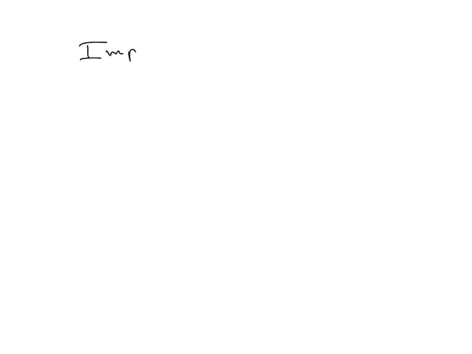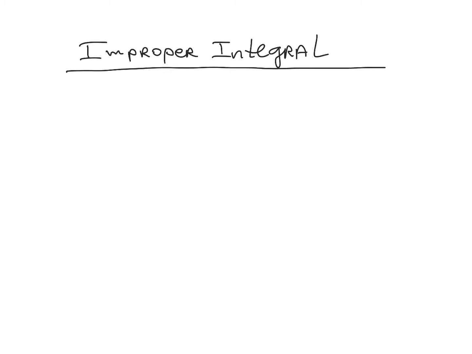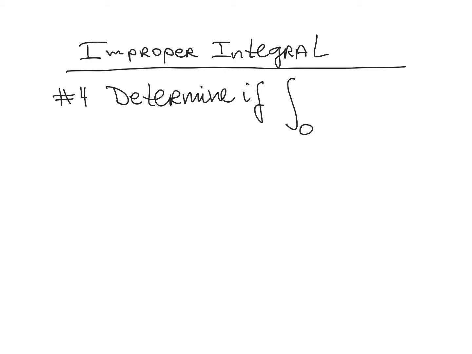In this video, we're going to determine if an improper integral converges or diverges. So the integral is from 0 to 1 of 1 over x squared.